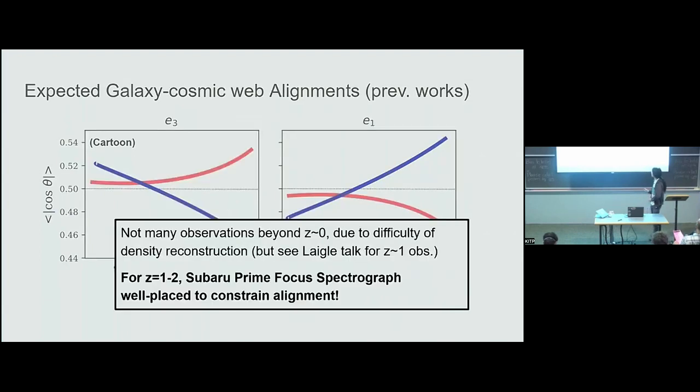However, on the observational side of things, we expect this alignment to get stronger as we get to higher redshift, because fewer mergers have happened at higher redshift, schematically. However, observationally, not too many attempts have been made, because it's hard to reconstruct the cosmic web conventionally by using galaxies as density tracers. However, Clotilde did talk about her work doing this for redshift 1 on Monday. But for redshifts of 1 to 2, the Subaru PFS survey is going to be very well placed to constrain this alignment, for reasons which I'll be talking about in a little bit.